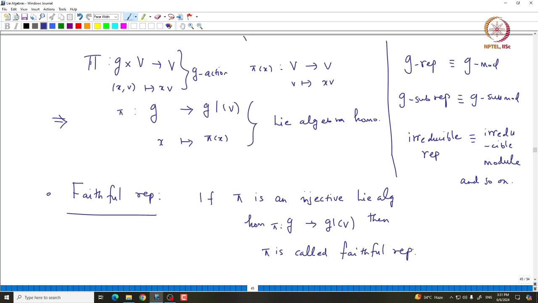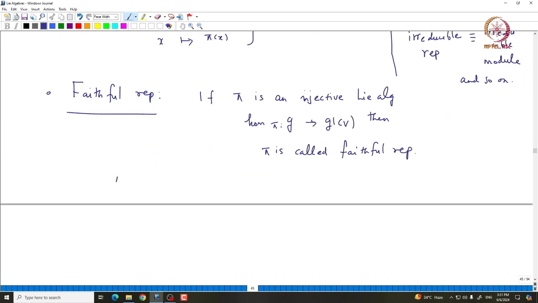So, we can also define what is called the kernel of the representation. Since pi is a Lie algebra homomorphism from G to GL of V, the kernel of the representation is the kernel of this map, the kernel of pi. So, this is called the kernel of the representation.